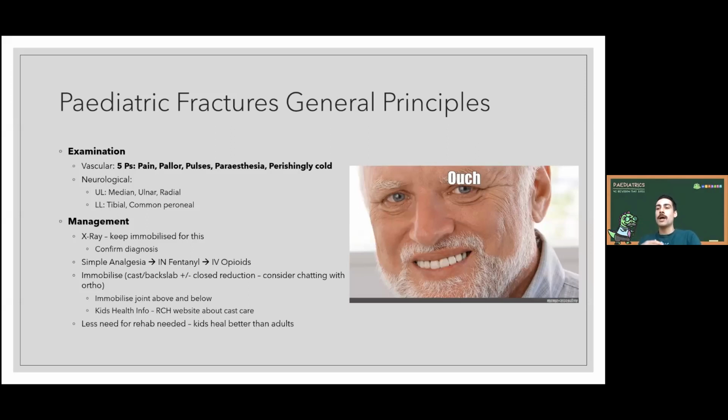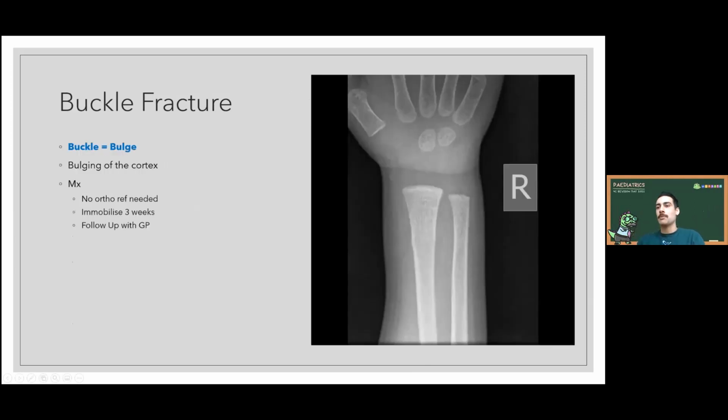And then you have to immobilize below and above the site. So if you've fractured your radius, for instance, you would immobilize from your wrist to your elbow. So the joint above and below. And then always in the OSCE, just say, I'll print out information from the RCH website about cast care and about managing this, because that would be a good tick, tick, tick for the OSCE. And a good thing is kids heal better than adults, so they're less likely to need rehab. So just some buzzwordy things to remember for the exam.